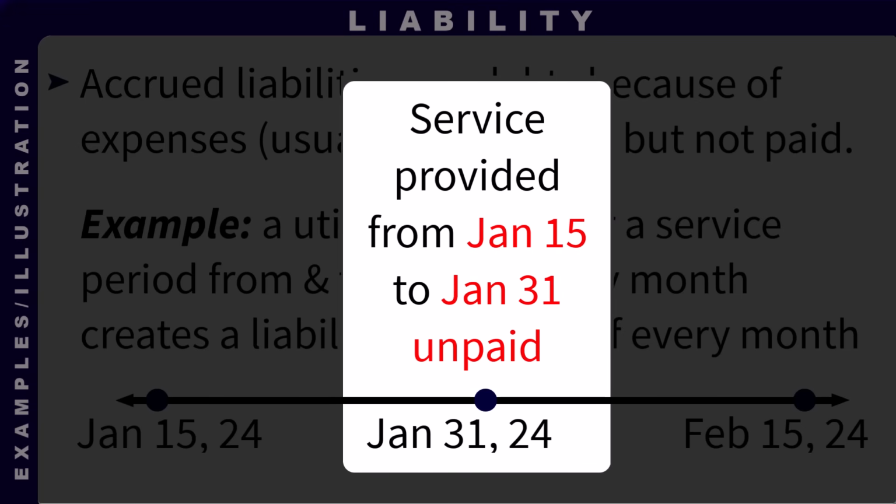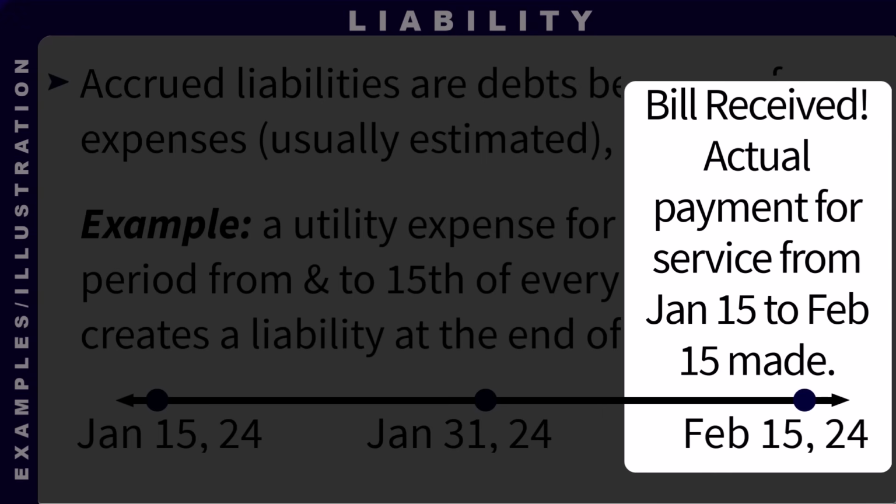Then on February 15, when a bill is received from the utility company, we now know exactly how much we owe for utility up to that day. In this example, up to February 15. We then make payment for 1 month, up to February 15, which also includes the period for which we recorded accrued liability. The accrued liability recorded will then be cleared as we make payment.